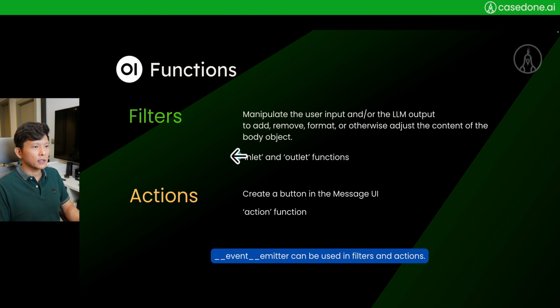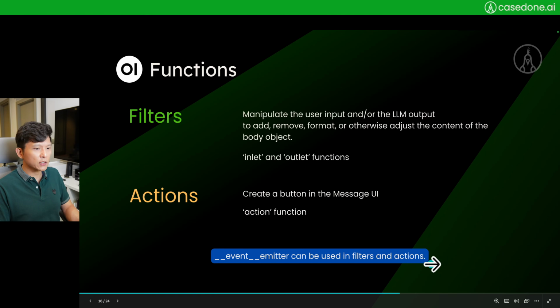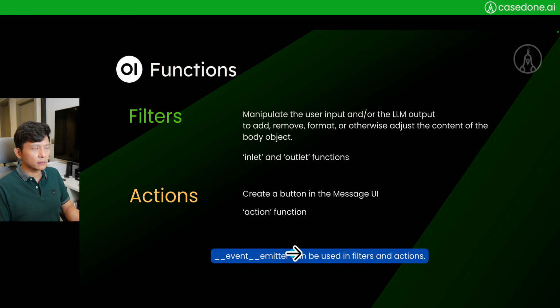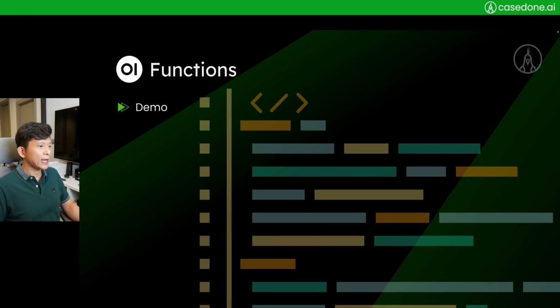For filters, you need to have two functions inside that class, the inlet and the outlet type. Another supported type is action. Action creates a button below the message UI, and one of the functions that you need to implement is an action function. And just a reminder, you can also use event emitter in filters and functions. Let's take a look at the demo.